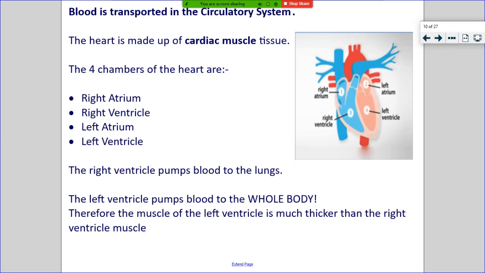So the right ventricle pumps blood up and away from the heart to the lungs, and the left ventricle pumps blood up and away from the heart to the rest of the body. So that's why the left ventricle has a much thicker muscular wall than the right ventricle, because the right ventricle is only pumping from the heart to the lungs, so it doesn't have as far to travel as the left ventricle, which is pumping to all other parts of the body.